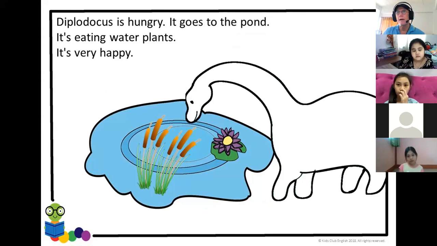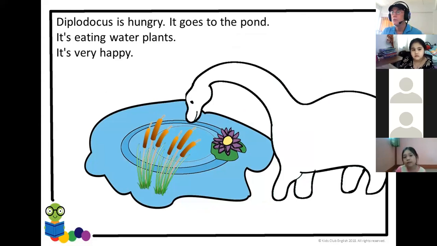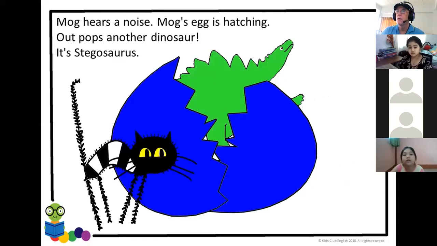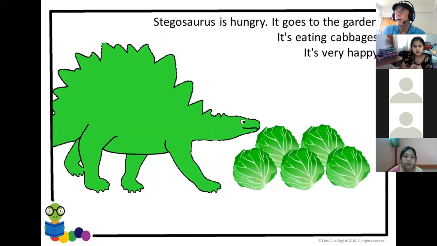Diplodocus is hungry. It goes to the pond. It's eating water plants. It's very happy. Mog hears a noise. Mog's egg is hatching. Out pops another dinosaur. It's Stegosaurus. Stegosaurus is hungry. It goes to the garden. It's eating cabbages. It's very happy.